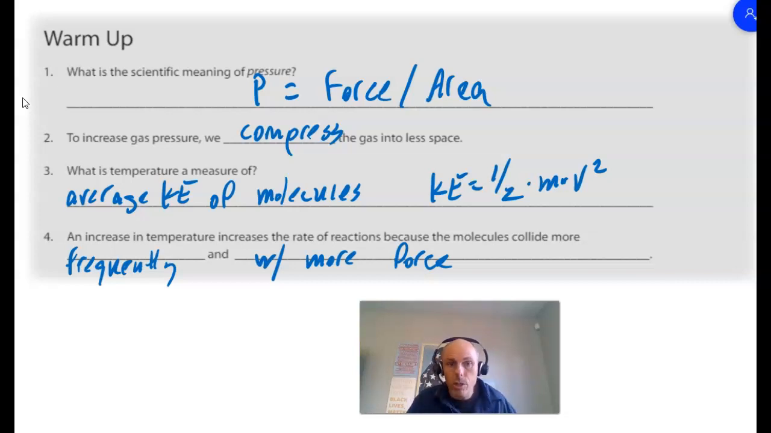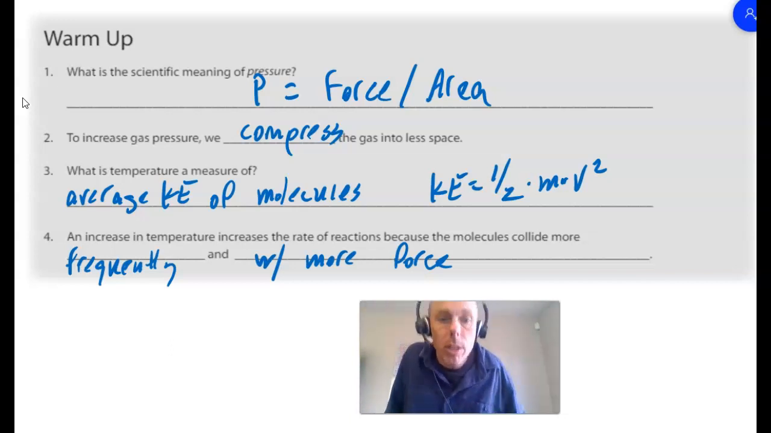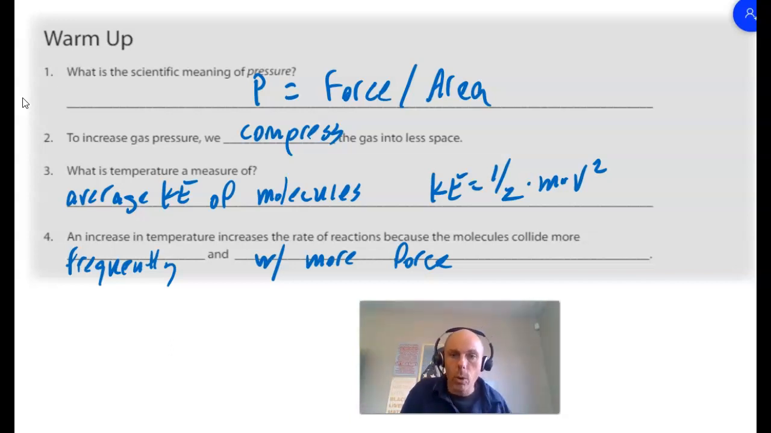What is temperature a measure of? It's the average kinetic energy of the molecules, remember? And kinetic energy is 1/2 times mass times velocity squared, which is why two gases that are at the same temperature, which would therefore have the same kinetic energy, won't be moving with the same velocity, because more massive gases would have a lesser velocity with the same kinetic energy as lesser massive gases.